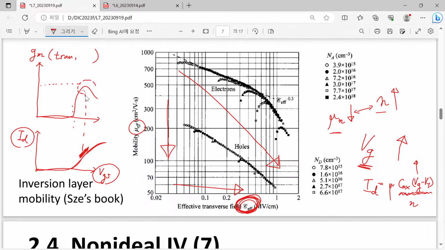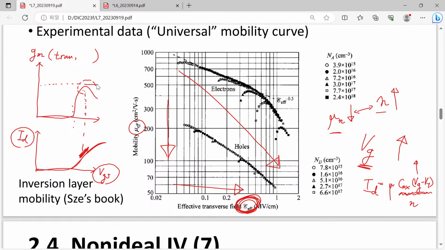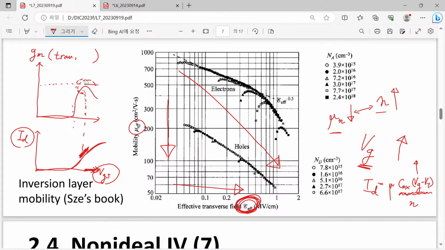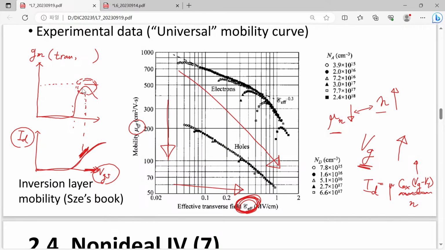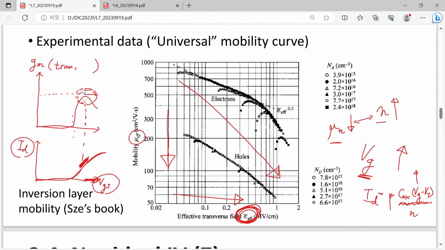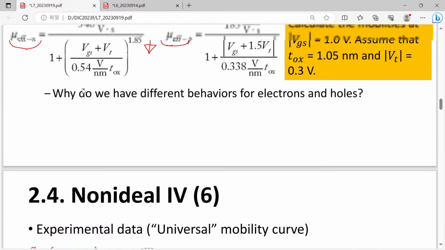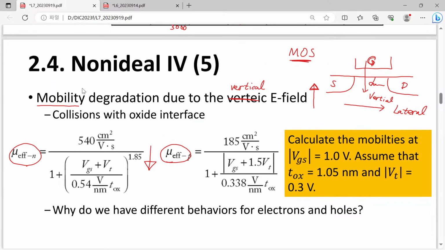Why do we have this kind of behavior? If mobility were constant, then we would have just a flat line. However, since mobility is degrading when we have higher and higher gate bias, that's the reason why we have the peak value, which is sometimes biased for our amplifiers. Okay, so let me just come back. We will discuss it soon after.